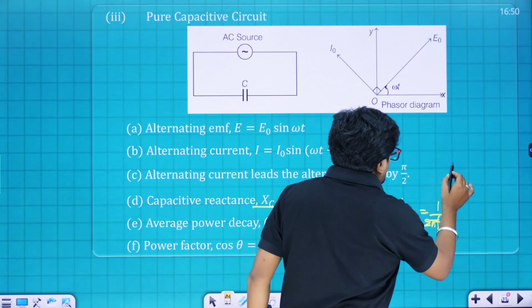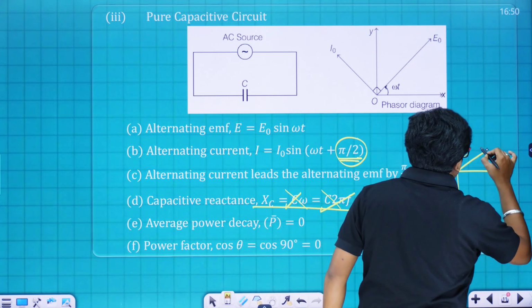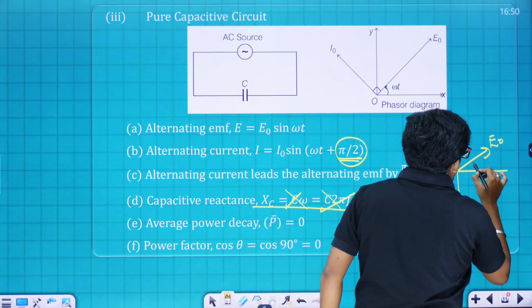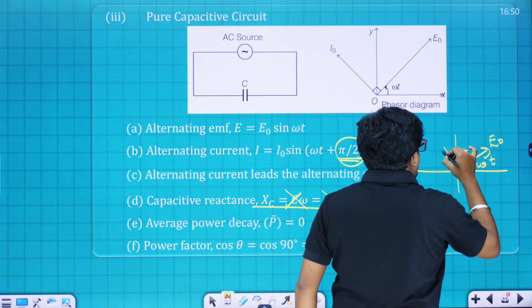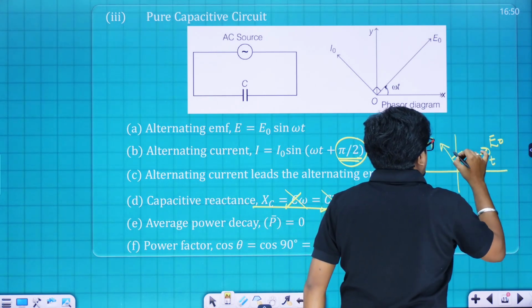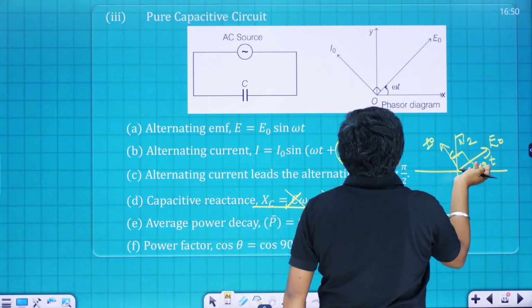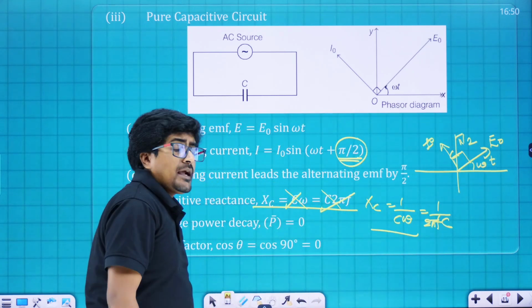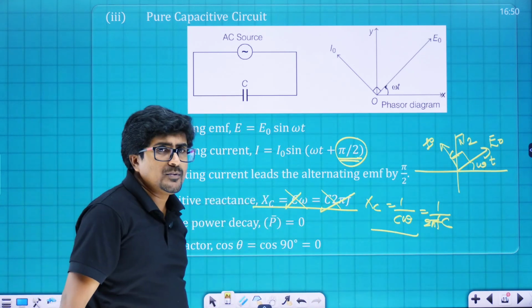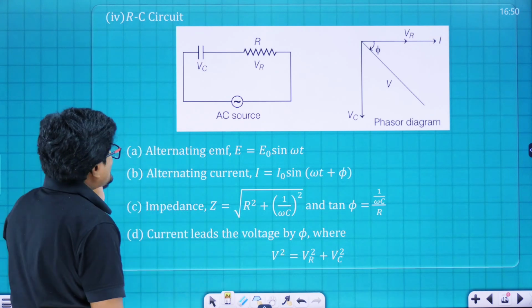And if you consider again the phasor diagram, that means here this is E naught, this angle is omega t, so the current is leading by an angle of what? 90 degrees. So here this is pi by 2, so the current will be leading by an angle pi by 2. So this is going to be the phasor diagram in that case. All right, next is RC circuit.